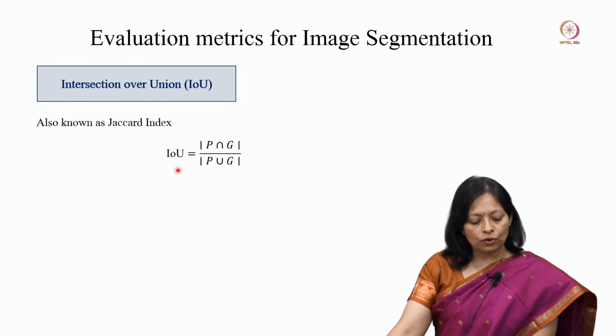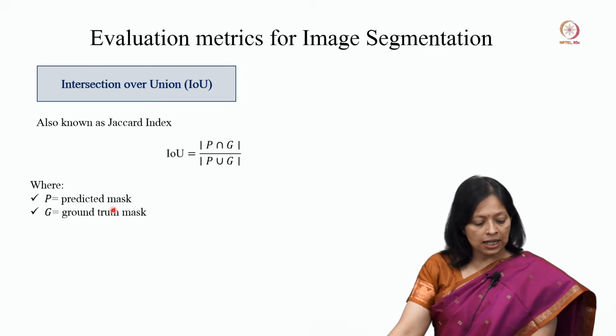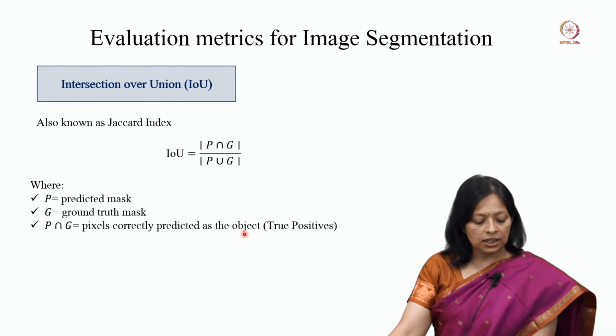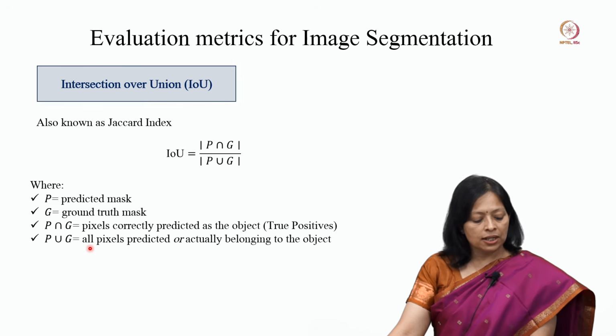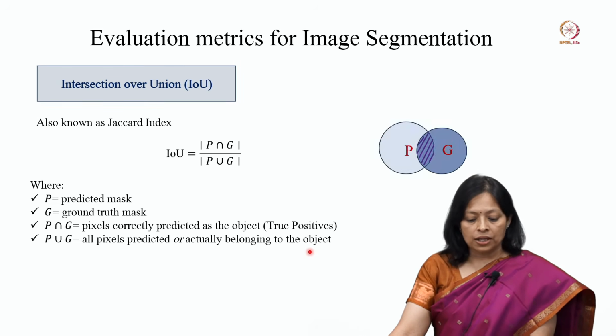So intersection over union is modulus of P intersection G by modulus of P union G. What is P and G here? P is my predicted mask, G is the ground truth mask. P intersection G is pixels correctly predicted as the object, okay, which is the true positives, and P union G is all pixels predicted or actually belonging to the object. Okay. So we will see with an image here.